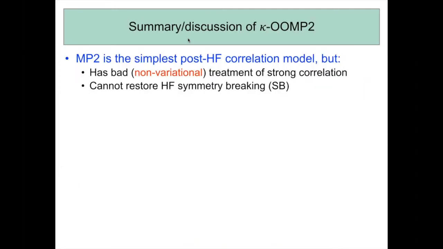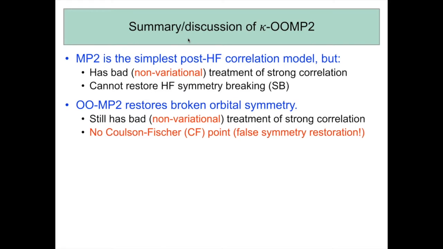Okay, so let's summarize then. MP2 is the simplest way to add correlation to Hartree-Fock, but it has a bad treatment of strong correlations and it can't restore symmetries that are broken in Hartree-Fock. MP2, the basic method, still has the bad non-variational treatment of strong correlation, and it has artificial symmetry restoration. That is, it loses Coulson-Fischer points.